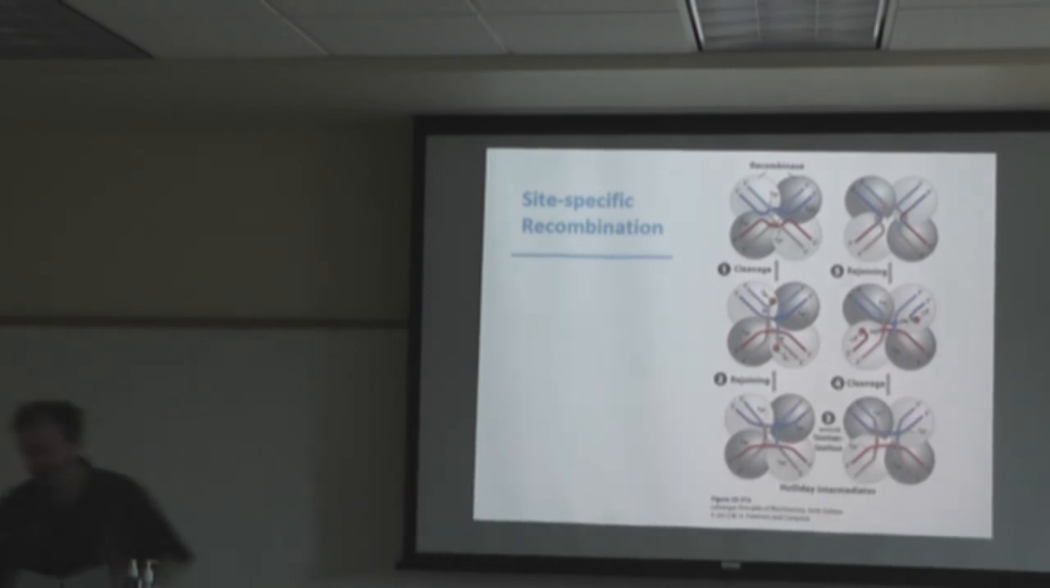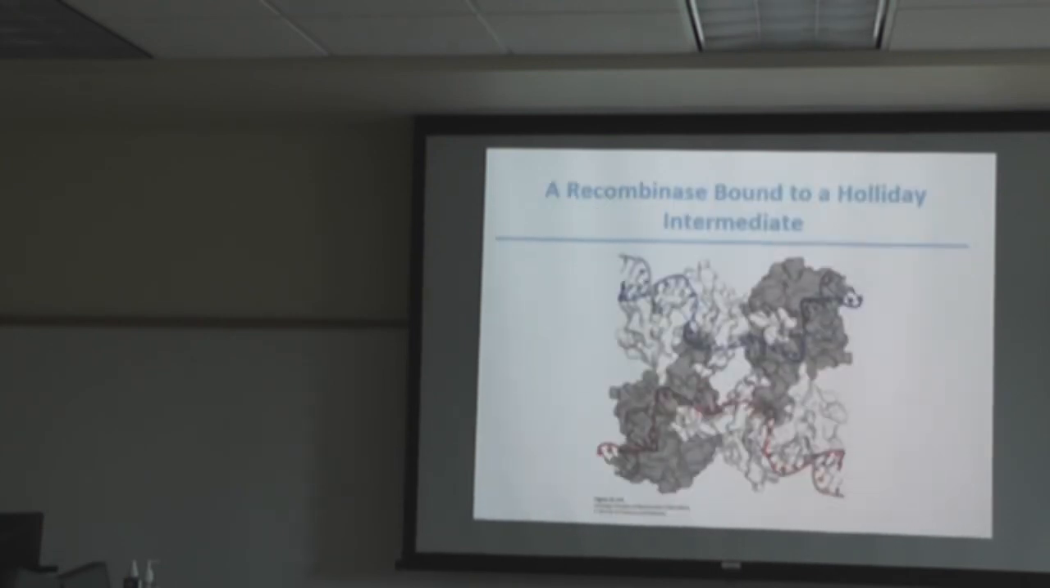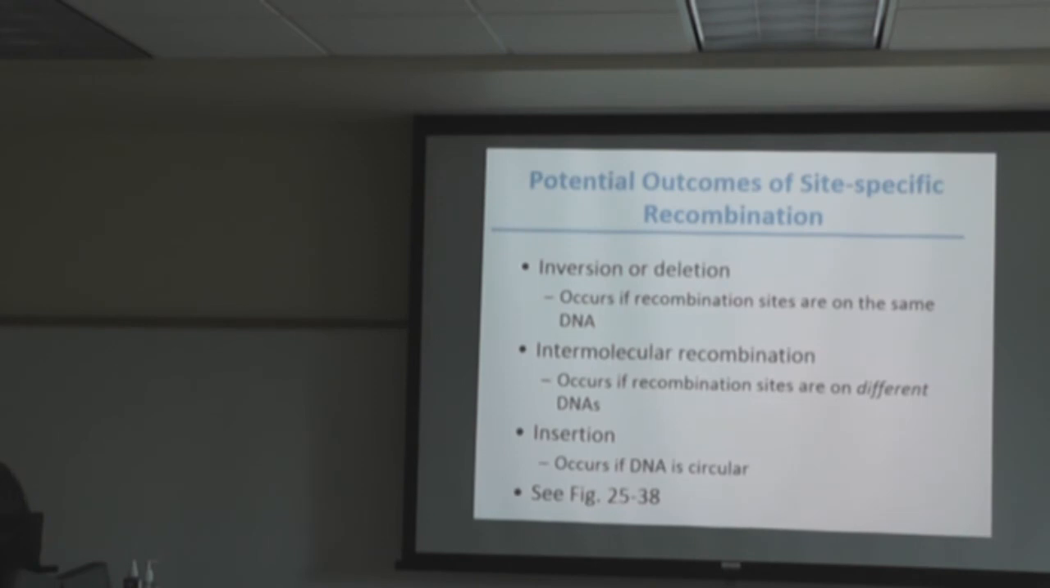This is site-specific recombination, so these enzymes recognize specific sites to do this. And this shows you an image of the recombinase bound to a DNA sequence. So, potential outcomes of site-specific recombination: you can have an inversion or a deletion, which will occur if the recombination sites are on the same DNA.